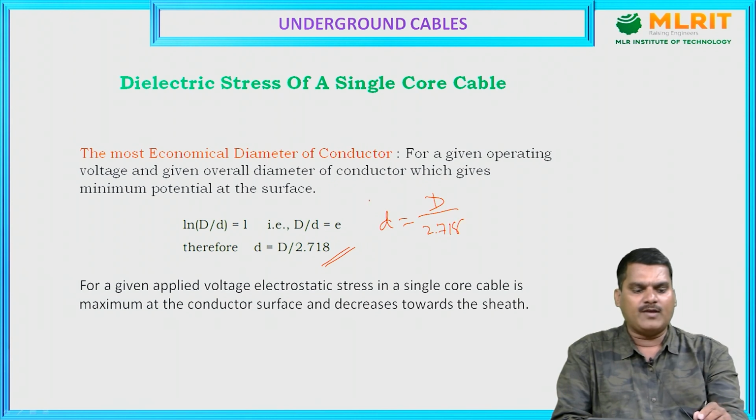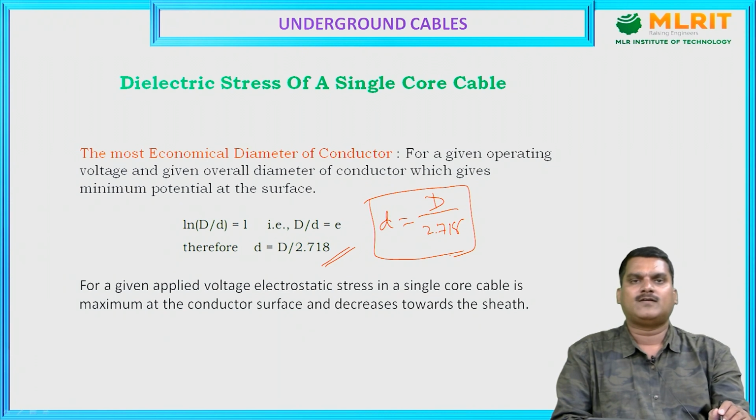So if we follow this ratio, suppose the conductor diameter is 1 centimeter. Based on that, we calculate how much the underground cable diameter should be, and we have to take the sizes like that. Otherwise, we cannot make an economical conductor.